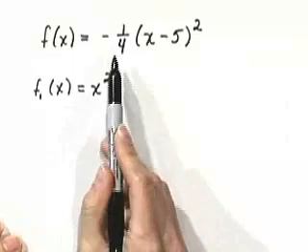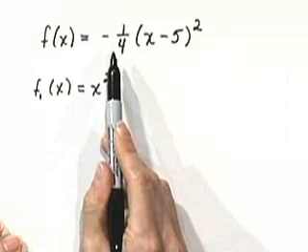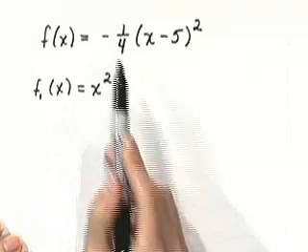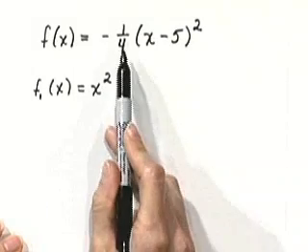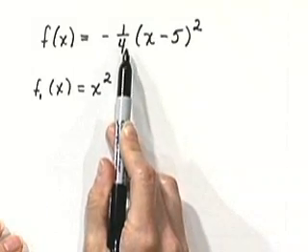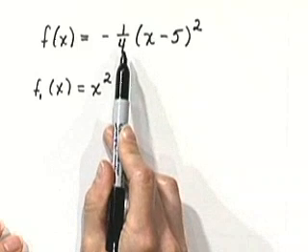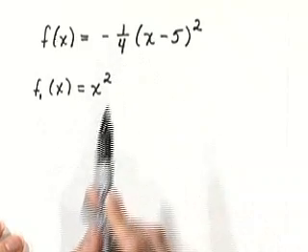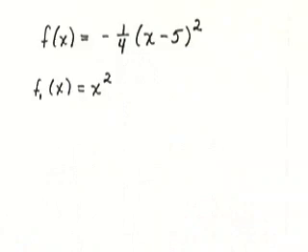We've also taken the opposite of this function, so that is going to give us a reflection across the x-axis, and because of the constant of 1/4, we're going to have a shrinking by a factor of 1/4. So what we expect to see again is that U-shaped graph shifted 5 units to the right, reflected across the x-axis, and shrunk. Let's take a look at that graphically.